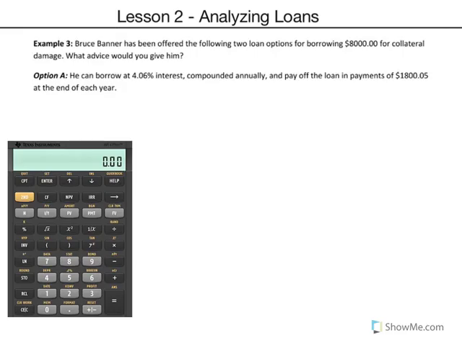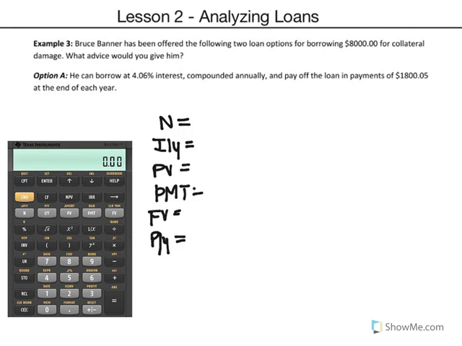Alright, example 3, Bruce Banner has been offered the following 2 loan options for borrowing $8,000 for collateral damage. What advice can you give him? So for option A, he's borrowing at 4.06% interest compounded annually, and he wants to pay off the loan in payments of $1,800.05 at the end of each year. So we're going to write out all of our terms: N, IY, PV, PMT, FV, PY, and CY.